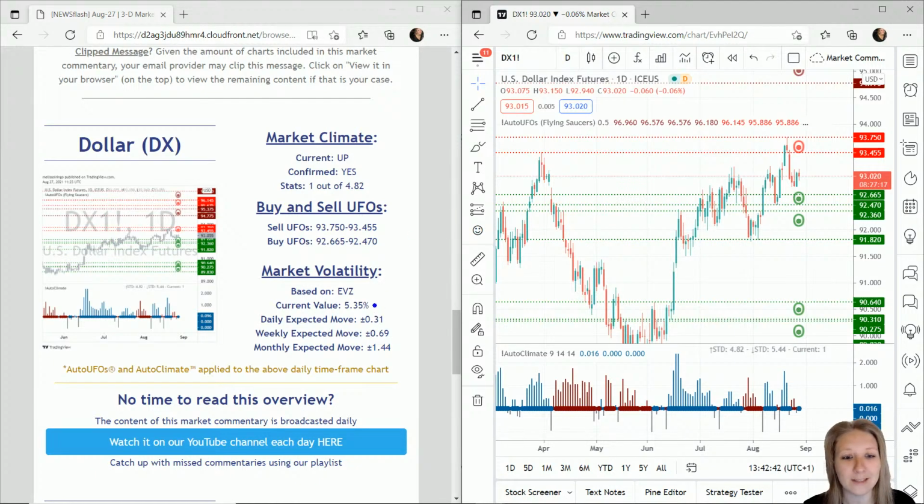Now, in terms of volatility, like I said, it's slightly less than the others. So far, we've looked at sort of 16, 30, 17%. With the US dollar, we expect movement up or down in a year of only 5.35%, which means in 1 day, we would expect movement up or down of 0.31 points. In a week, it would be 0.69 points up or down. And in 1 month, it would be 1.44 points up or down, which is why I'm saying we may hit these orders today, but unlikely based on the movement that we would expect.